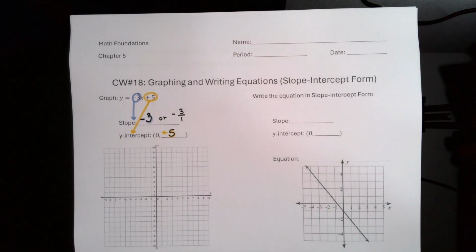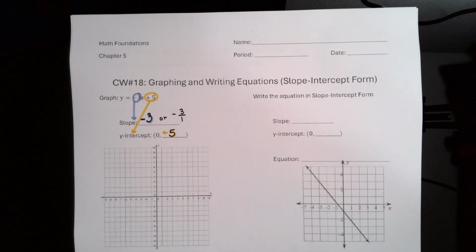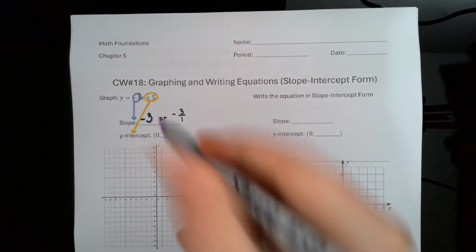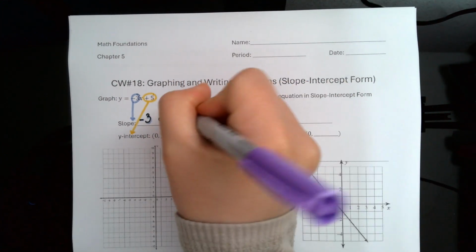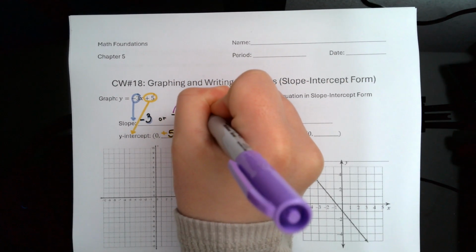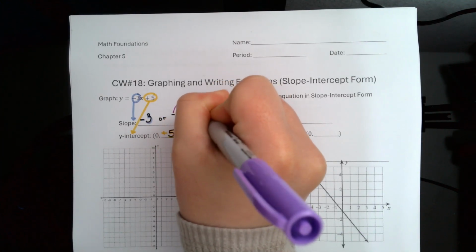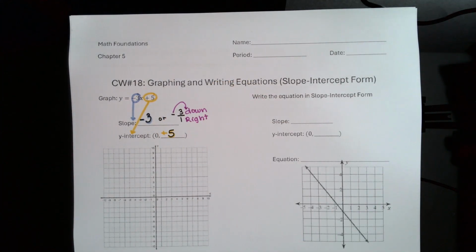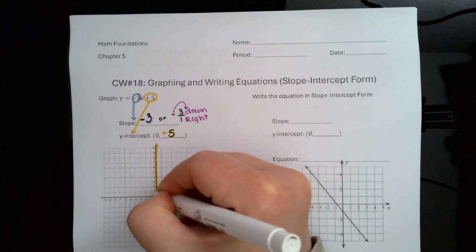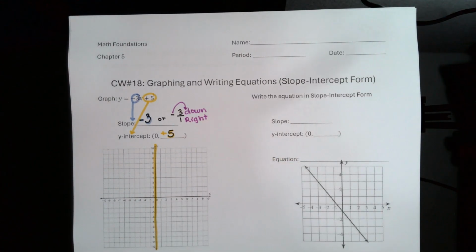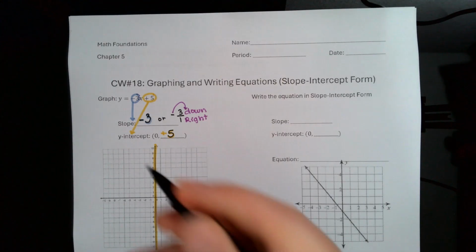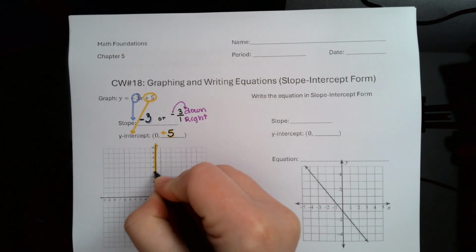Now, to graph, we're going to use this information to graph a line. First thing we're going to do is identify our slope as our direction. So we are going to be going down because it's negative and to the right. So I will be going down 3 and 1 right. Then the y-intercept is going to be my starting number on the y-axis. So here's my y-axis. I highlighted that in yellow. I'm going to find the number 5, positive. I'm going to put a point.